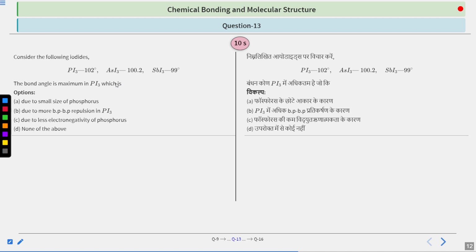Options are: A, due to small size of phosphorus. Option B, due to more bond pair repulsion in PI3. Option C, due to less electronegativity of phosphorus. And option D, none of the above. So you have 10 seconds to solve this question. Your time starts now.